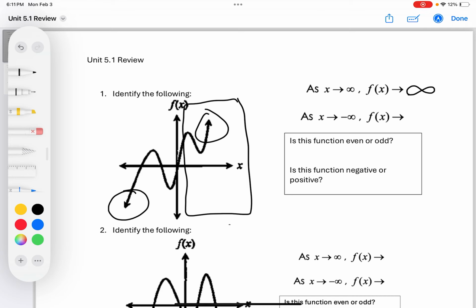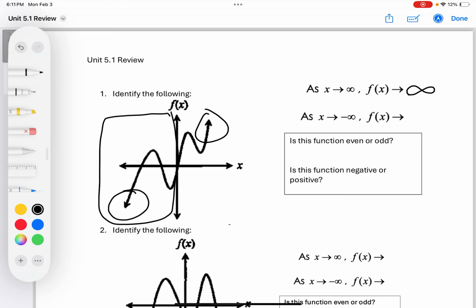Okay, so next one. Looking at the left side of the graph now. Is that arrow facing up or down? It's facing down, so the y values are going towards negative infinity. So then next, is this function even or odd? So we know that odd functions have the ends facing opposite directions. So this is odd.